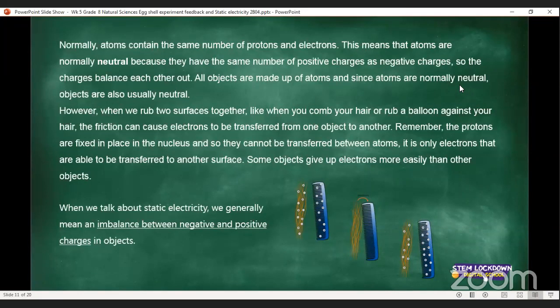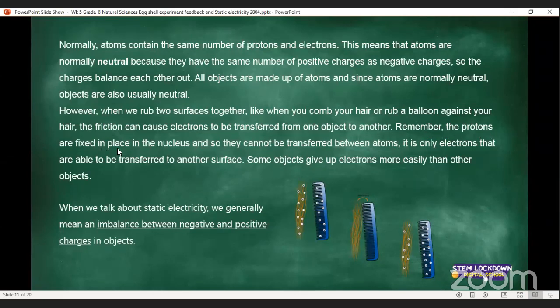That means that they are neutral. Let's say if it has two protons, then it will have two electrons. So they balance each other out. However, when you rub surfaces together, like when you comb your hair or rub a balloon against your hair, the friction can cause electrons to be transferred from one object to another. So this friction that I was talking about earlier, when you rub two things together, causes a transfer of electrons.